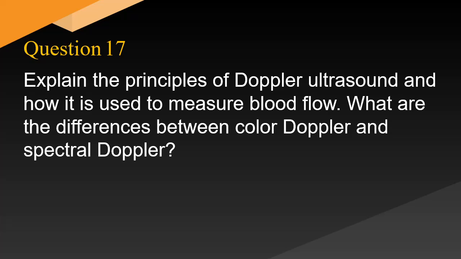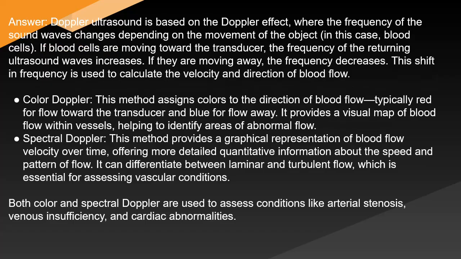Learn the principles of Doppler ultrasound and how it is used to measure blood flow. What are the differences between color Doppler and spectral Doppler? Answer: Doppler ultrasound is based on the Doppler effect, where the frequency of the sound waves changes depending on the movement of the object, in this case blood cells. If blood cells are moving toward the transducer, the frequency of the returning ultrasound waves increases. If they are moving away, the frequency decreases. This shift in frequency is used to calculate the velocity and direction of blood flow.